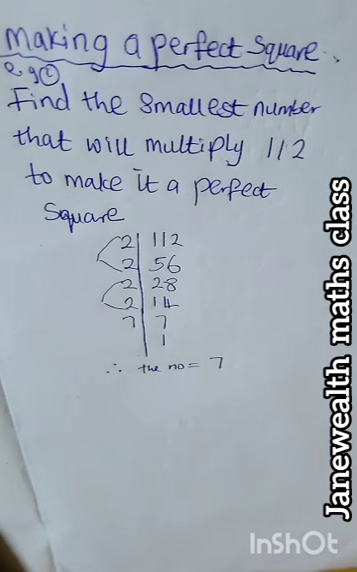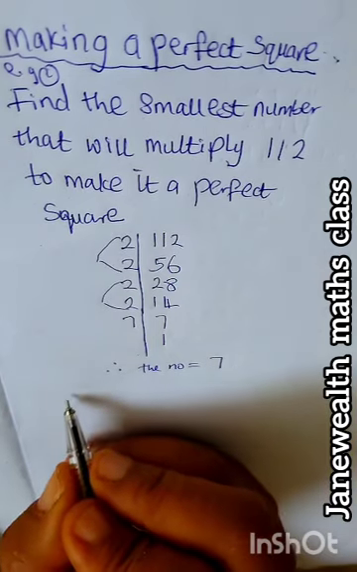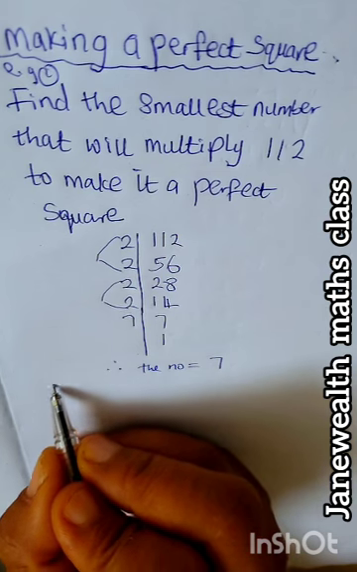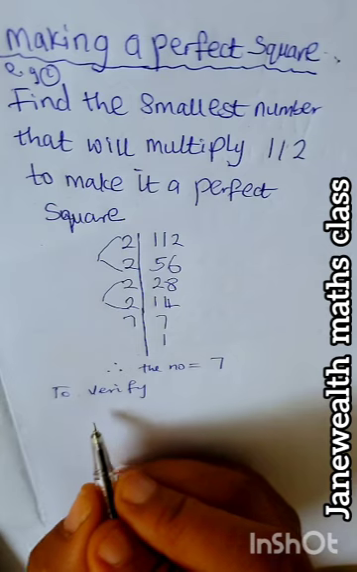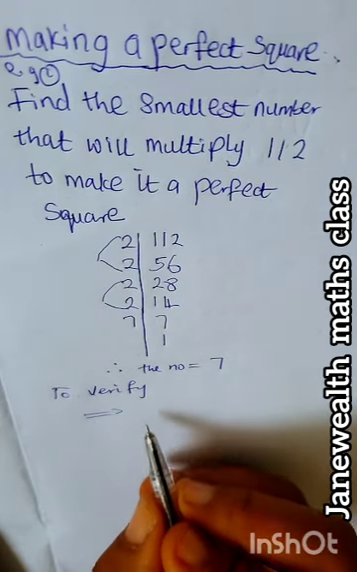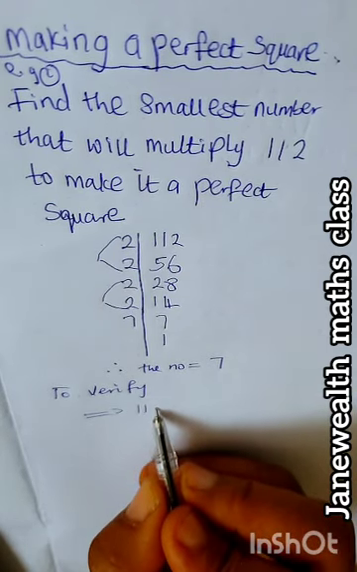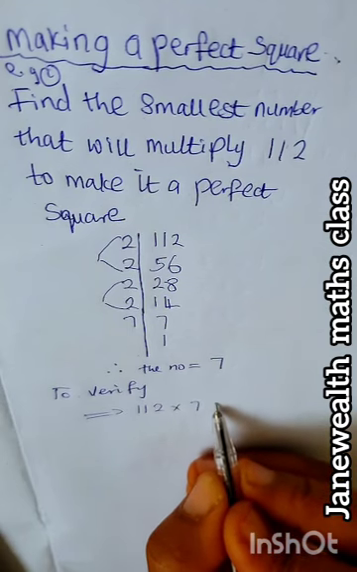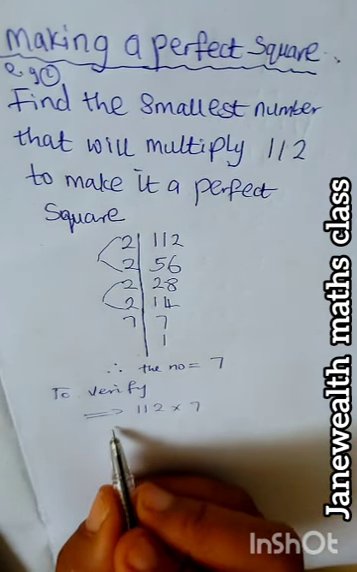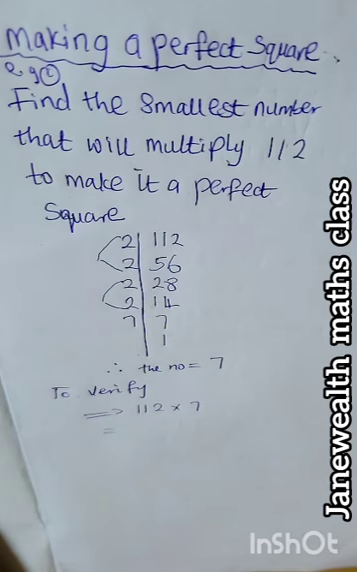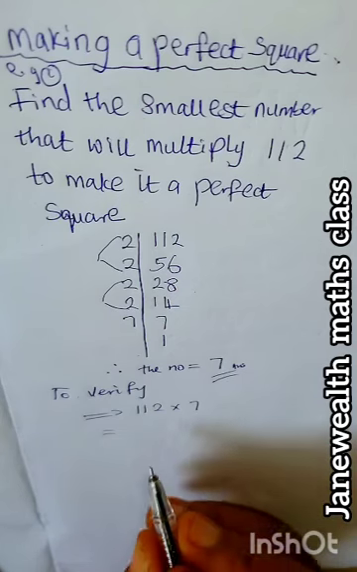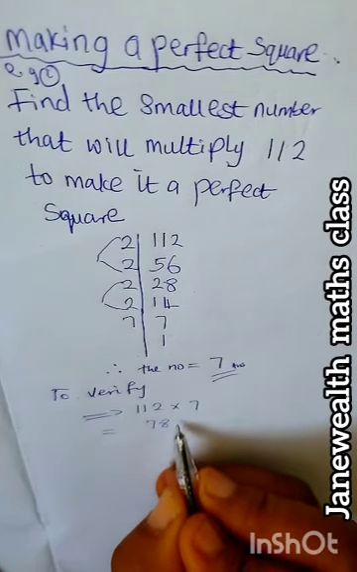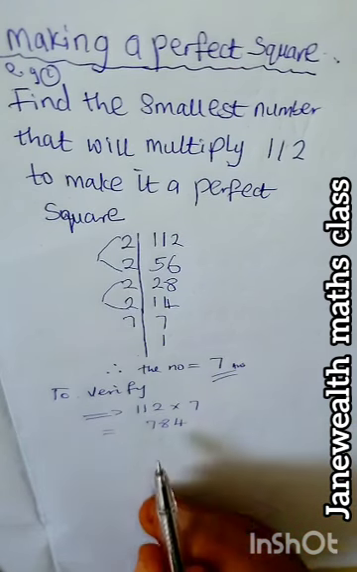Do you want us to prove it? Okay, to verify. Let's verify it. 7 times 112. Let's times 7 times 112 to know what we will get. So 7 times 112 will give us 784. This is a perfect square.